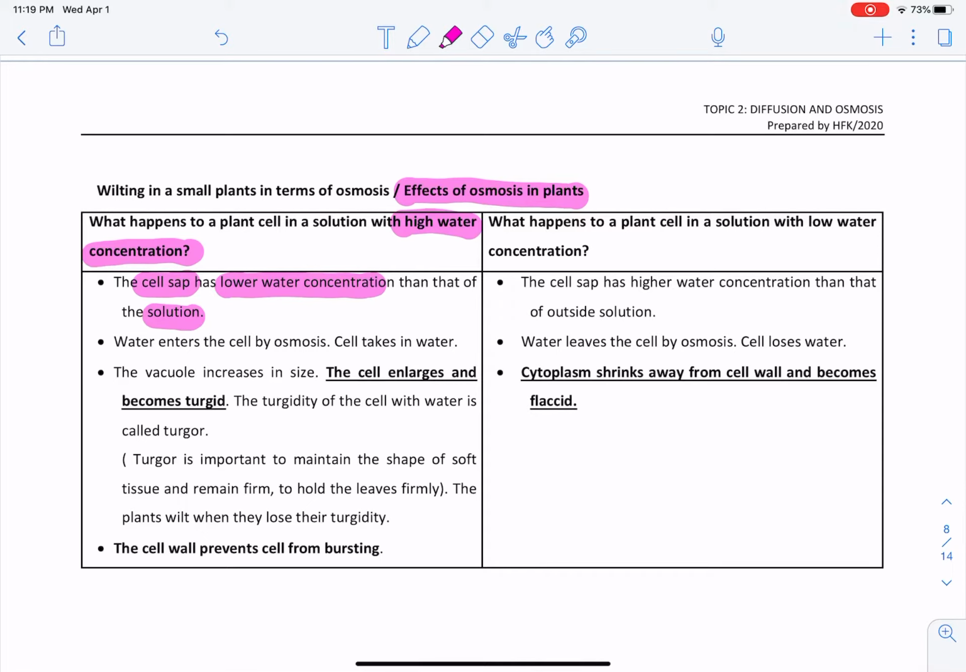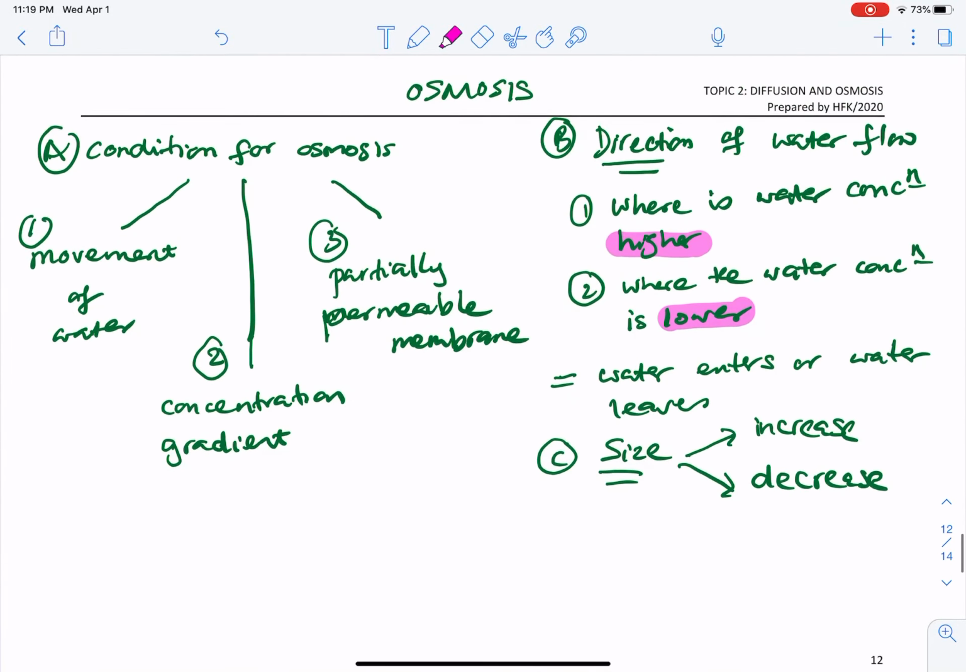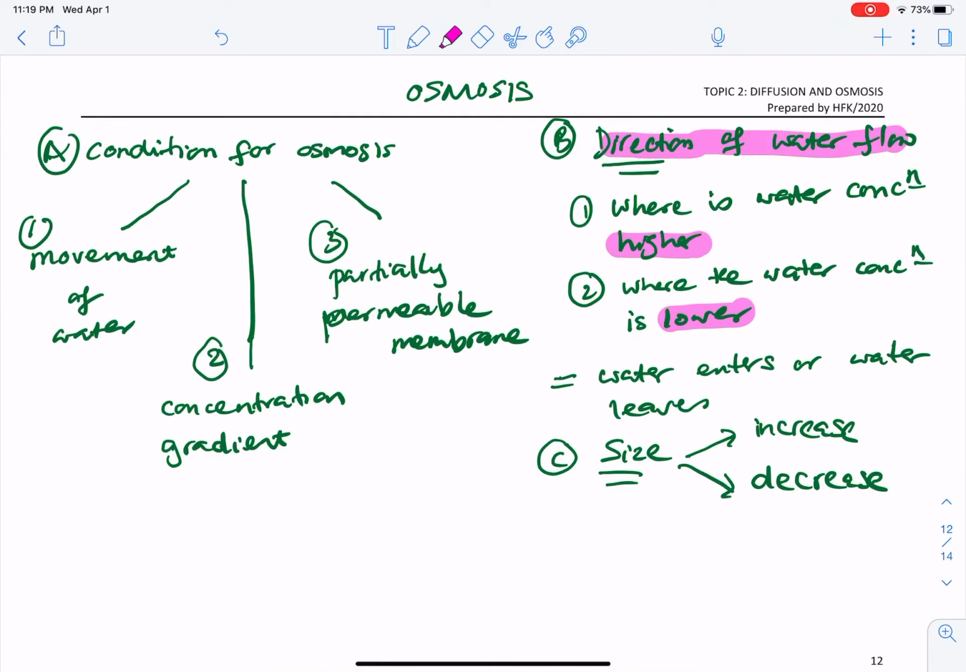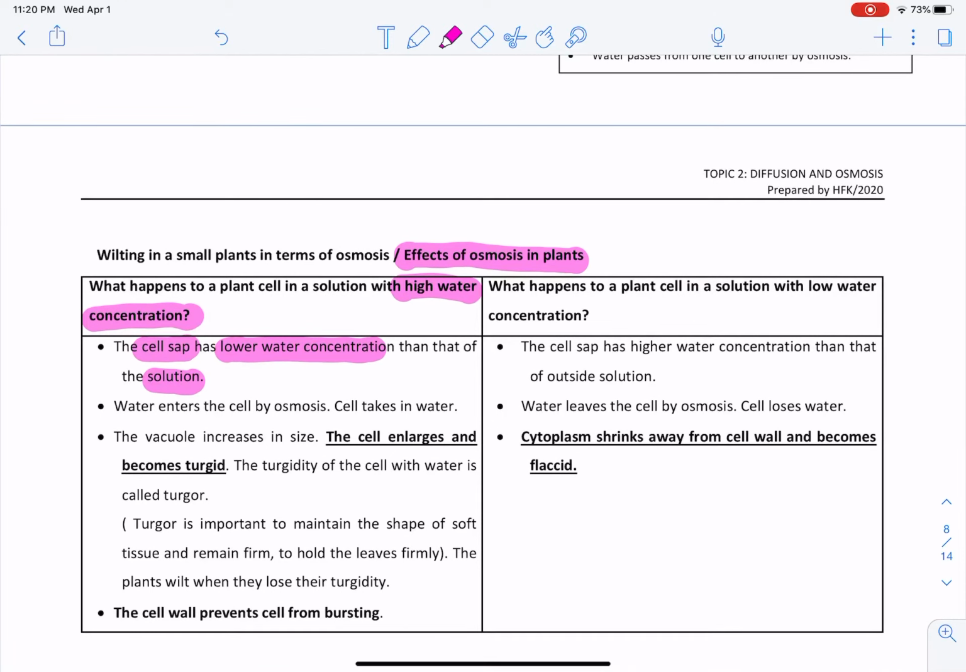So now we're talking about whether water enters into the cell or water leaves the cell. Okay, like what the teacher explained earlier. Once you know where the water is higher and where the water is lower, you can tell the direction of water, whether it enters or leaves. Alright, okay, now. So you know already, in the cell sap, the water concentration is lower. Outside the cell sap, in the solution, the water concentration is higher.